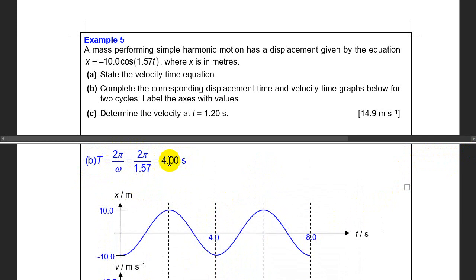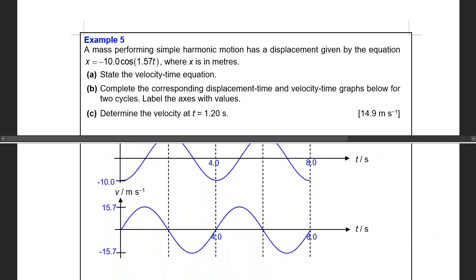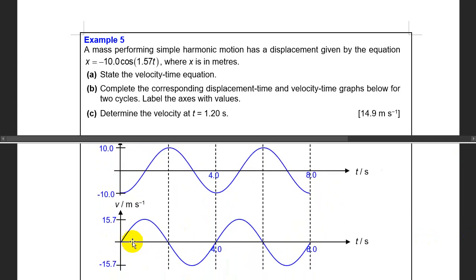So 2 pi over omega is 4.00 seconds. So this is the period. This is the minus cosine graph. This is one period. This is another minus cosine graph. This is the second period. Likewise for the velocity-time graph, this is a sine graph. This is one period, and this is another sine graph, another period.